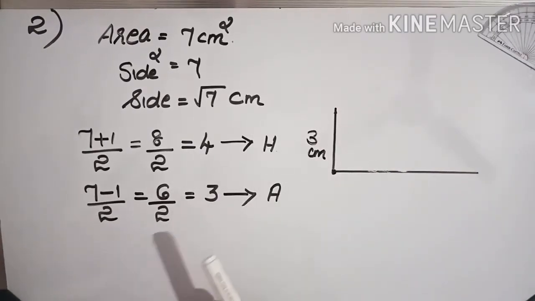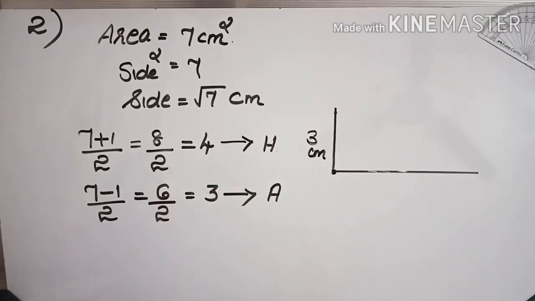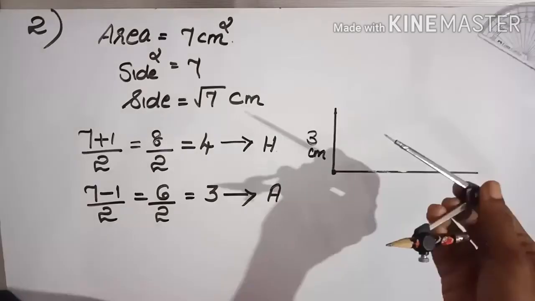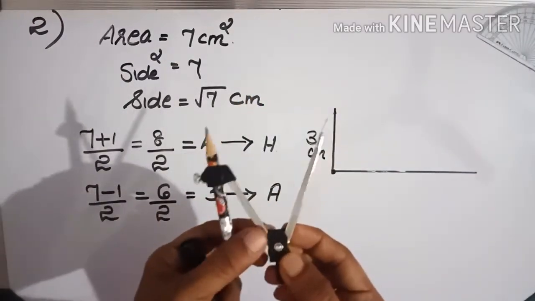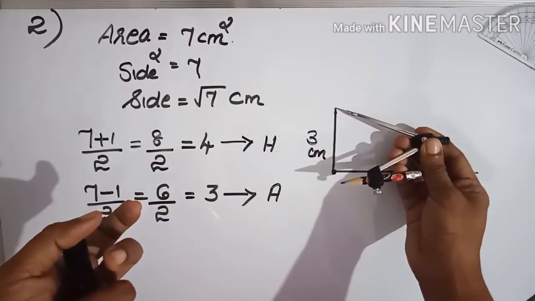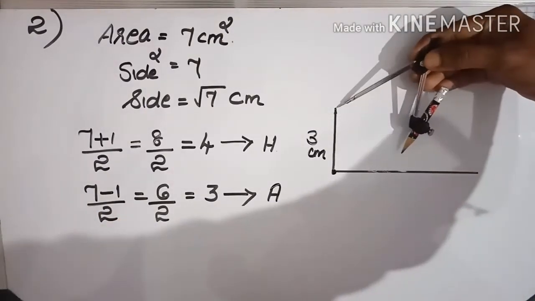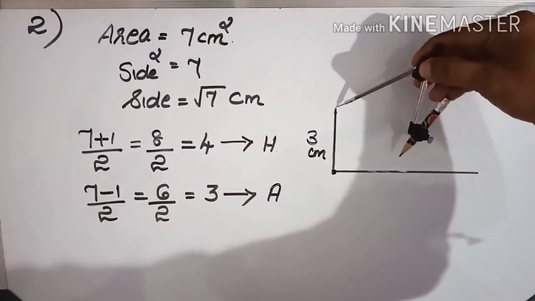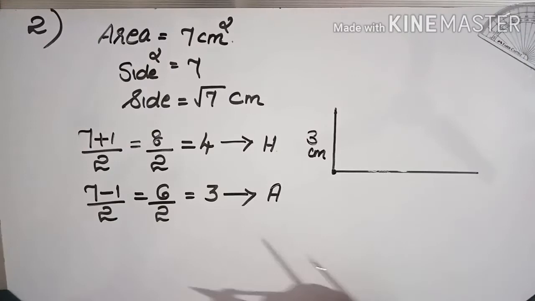Next we need what? 3 centimeter altitude we got. Next is hypotenuse. Hypotenuse is 4 centimeter. So take your compass and measure 4 centimeter in the compass. This measurement must be 4 centimeter. Next, keep the pinpoint of the compass at this point and draw one arc on the base side like this. Here you have to draw one arc.